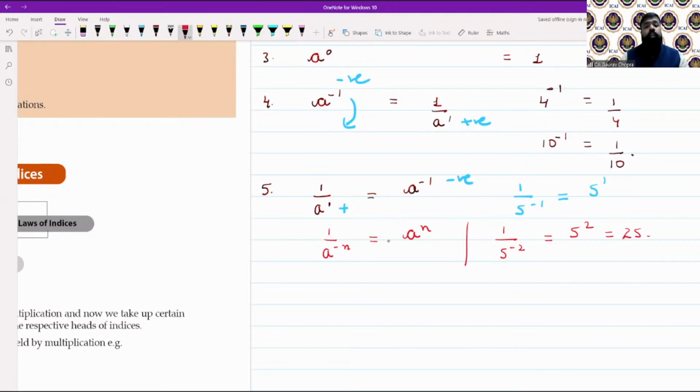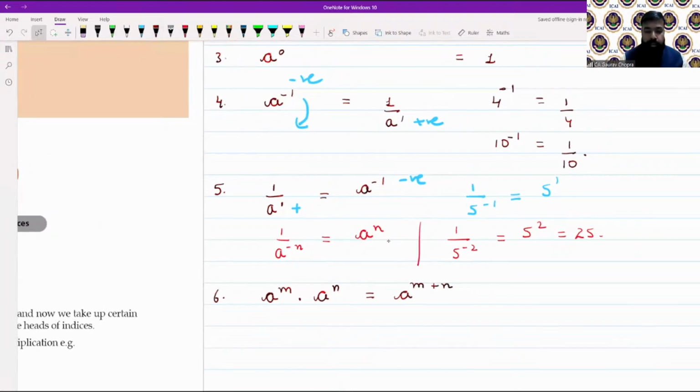Then comes the next point, that is a to the power of m multiplied by a to the power of n. Now, if there is a number having different powers, then what are we going to do? Add the powers. So a to the power of m plus n. So when there is a multiplication sign in between, what we have to do? We have to add the powers.